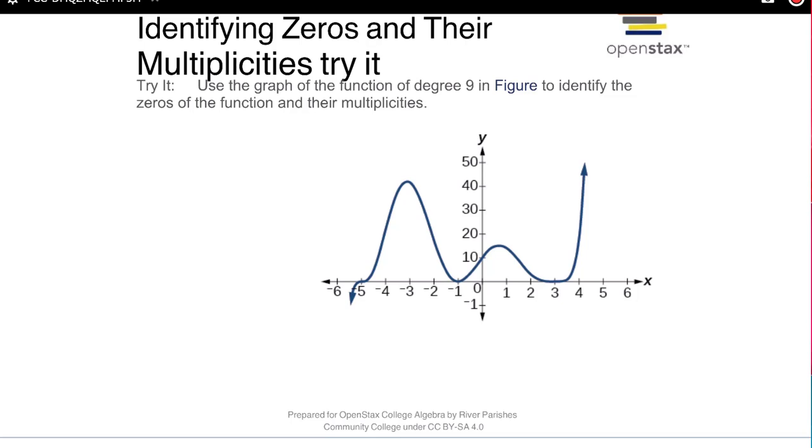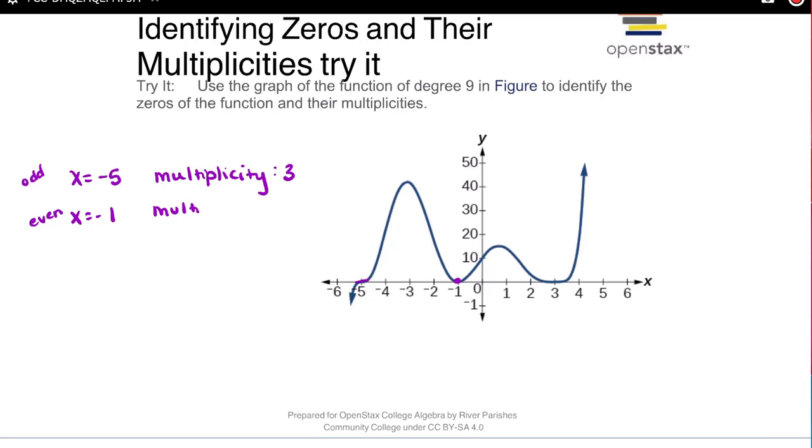All right, so we have a 0 at negative 5. And it's almost flat, so I would say the multiplicity has to be odd, so at least 3. So we'll start with 3. Now, there's another one here at negative 1, and that bounces off, which means it's even. So this one was odd. This one we know is even. So we'll say a multiplicity of, we'll start with 2, see if that works.